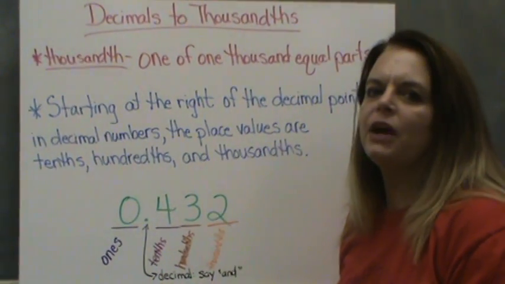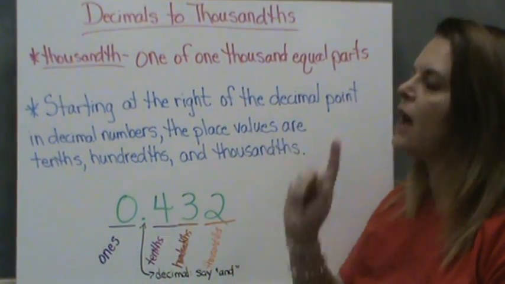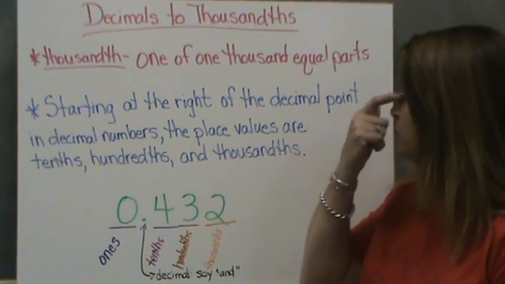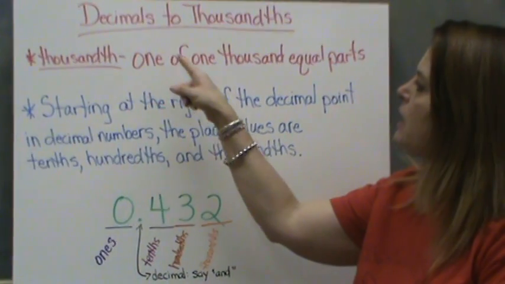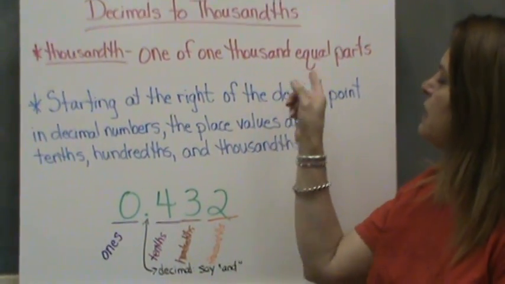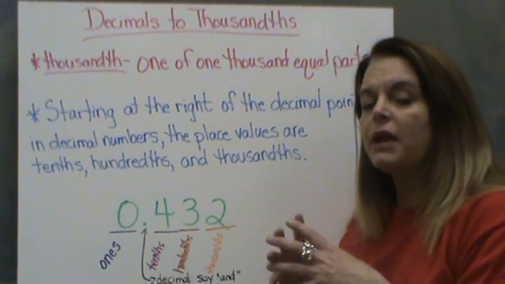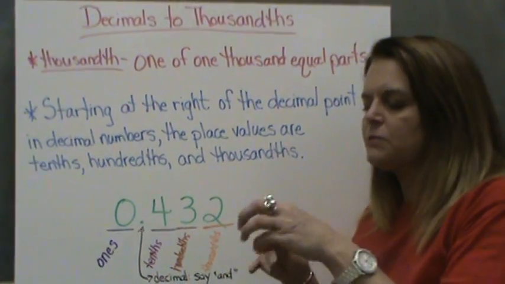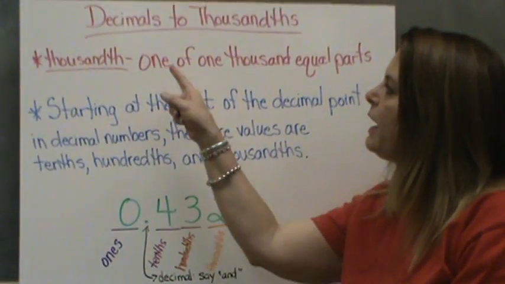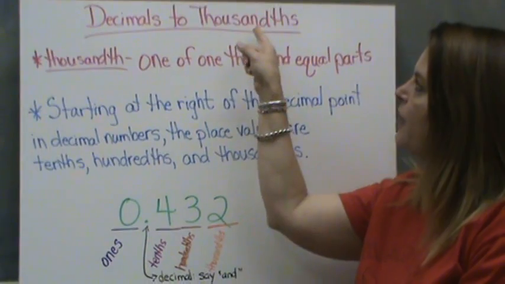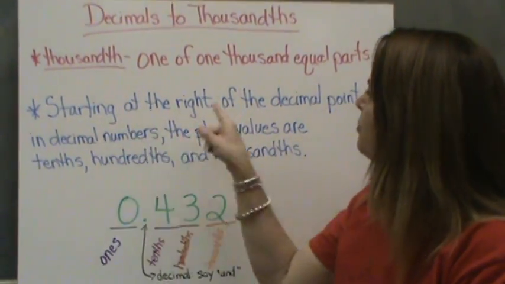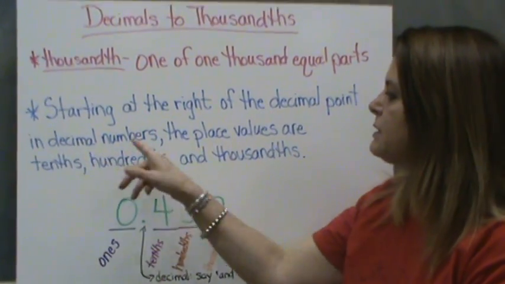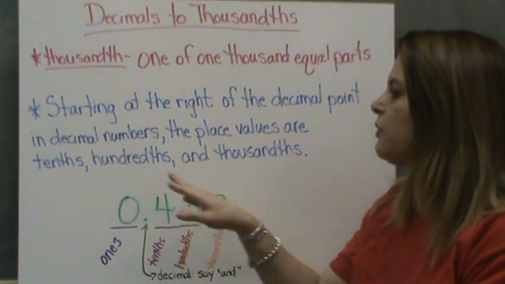This video is to help you understand decimals to the thousandths place. Well, what is a thousandth? A thousandth is one of 1,000 equal parts. So when I have 1,000 equal parts, I'm just going to take one of those out and I have 1,000th of the whole.